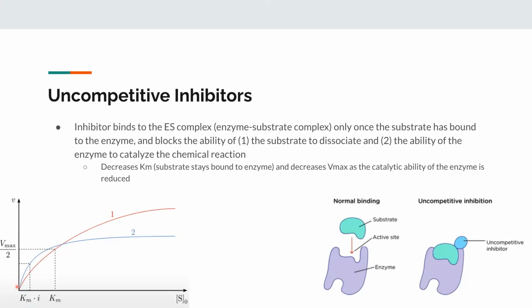So it decreases the Km because you're increasing the affinity for the substrate by just not letting it leave the enzyme. And it's also decreasing the Vmax because you're reducing the catalytic activity of the enzyme. Does that make sense? You said it decreases Km, right? Yes. Okay, I just want to make sure. It decreases the Km because it's increasing the affinity because it's not letting the substrate leave, right? And it decreases the Vmax because you're reducing the catalytic ability.